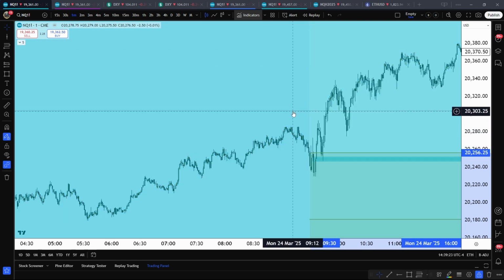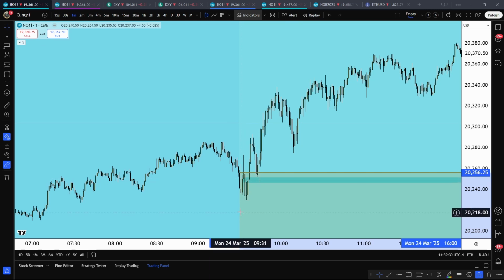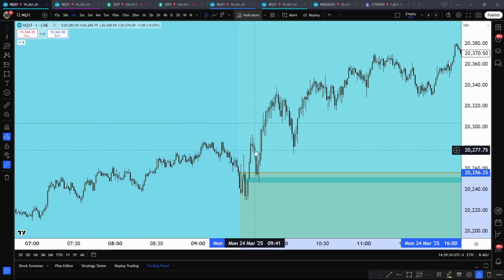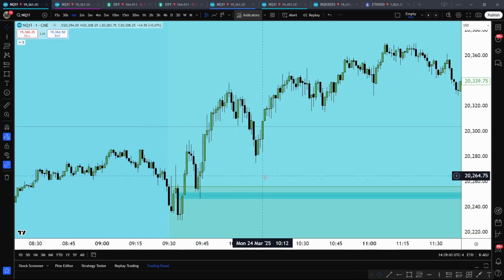We didn't trade into the SIBI consequent encroachment, as you can see. And from there, small manipulation into these relative equal lows over here. Displacement towards the upside. First presentation over here, which is a SIBI. It turned into a bullish inversion fair value gap.